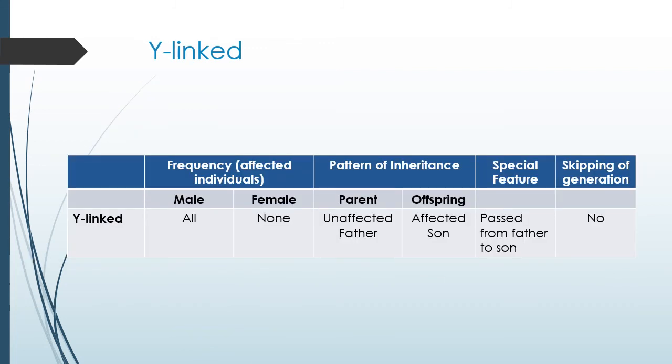Let us now proceed to the last type of sex-linked inheritance pattern. Perhaps, among the three sex-linked inheritance patterns, Y-linked is the easiest to understand. Since Y chromosome is only present among males, the occurrence of a Y-linked trait will only be found among males.